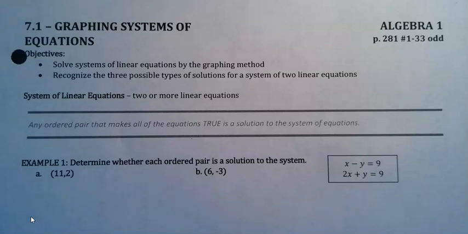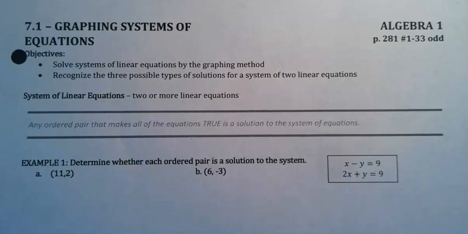All right, so we are starting chapter 7 here before we go for spring break. So 7.1 is graphing systems of equations. We're going to be solving systems of linear equations by using the graphing method. We just came off of this whole unit of graphing and looking at slope and how to write equations and all those things. That's going to be helpful for us. And we're going to recognize the 3 possible types of solutions for a system of 2 linear equations.